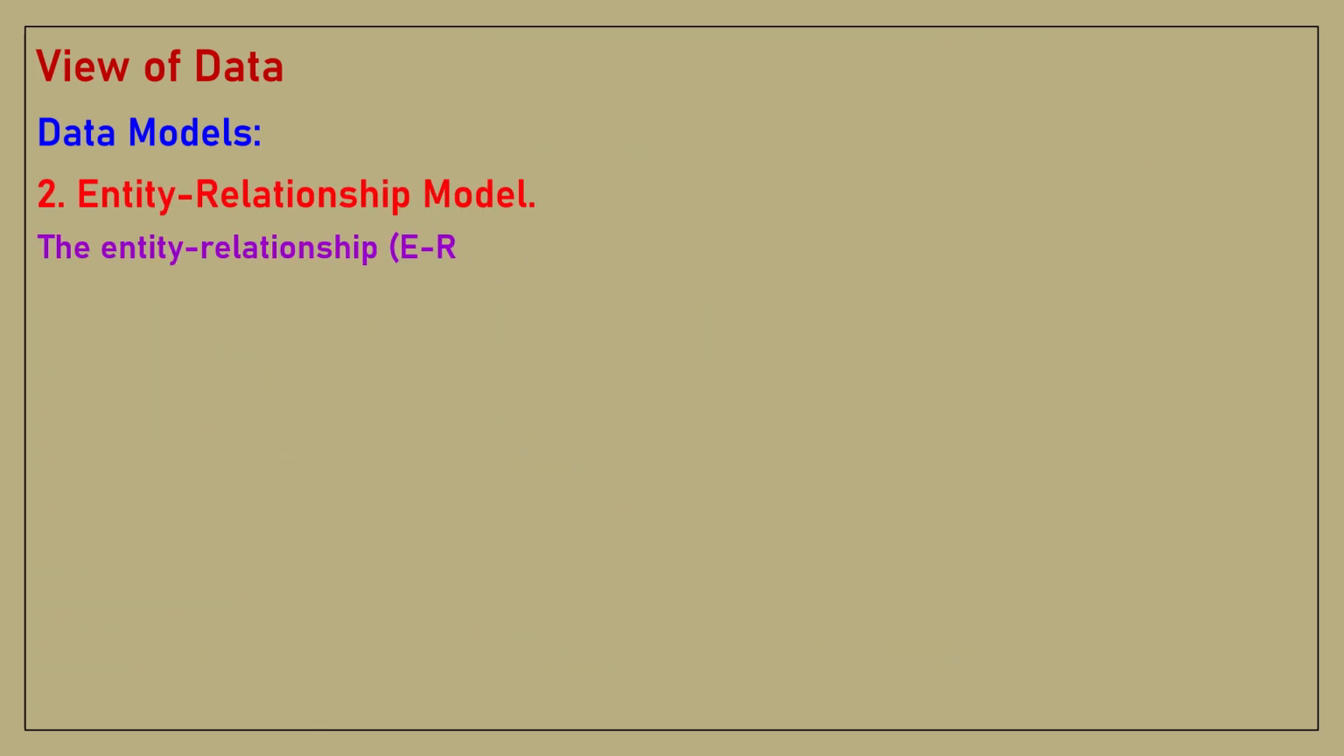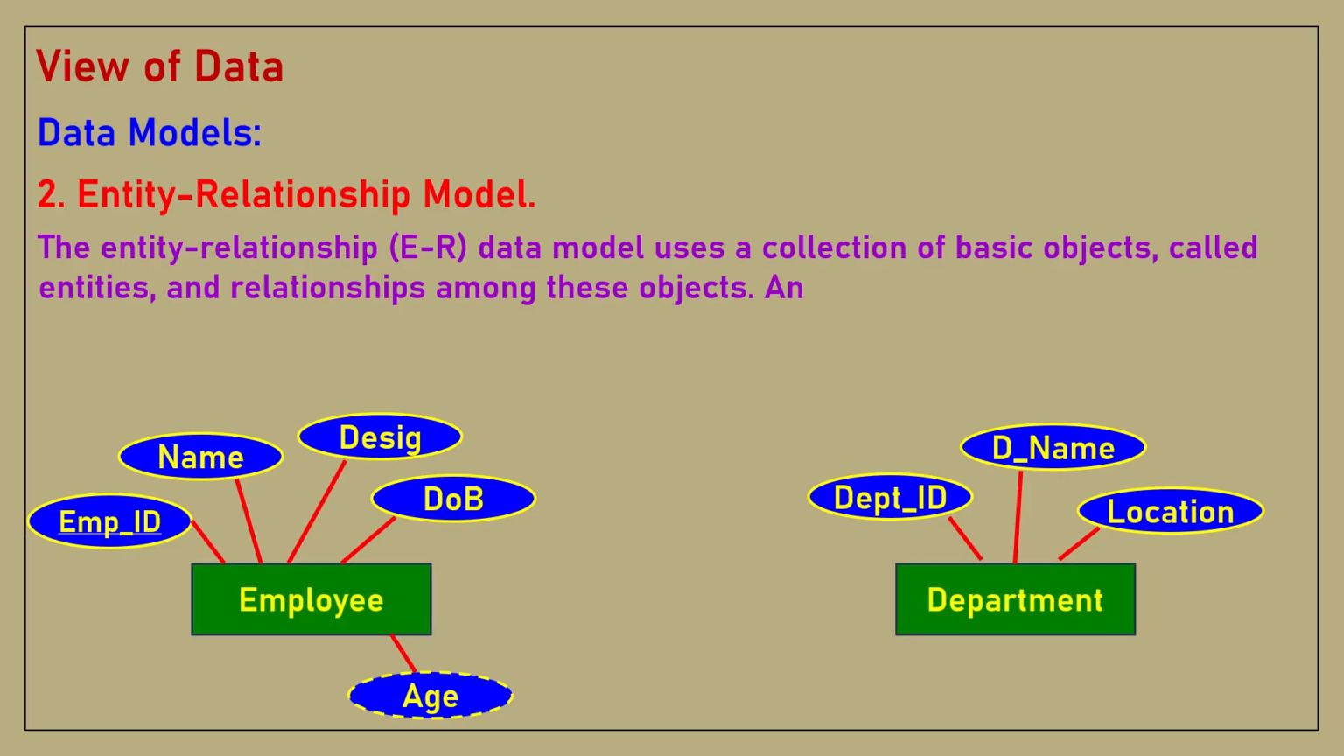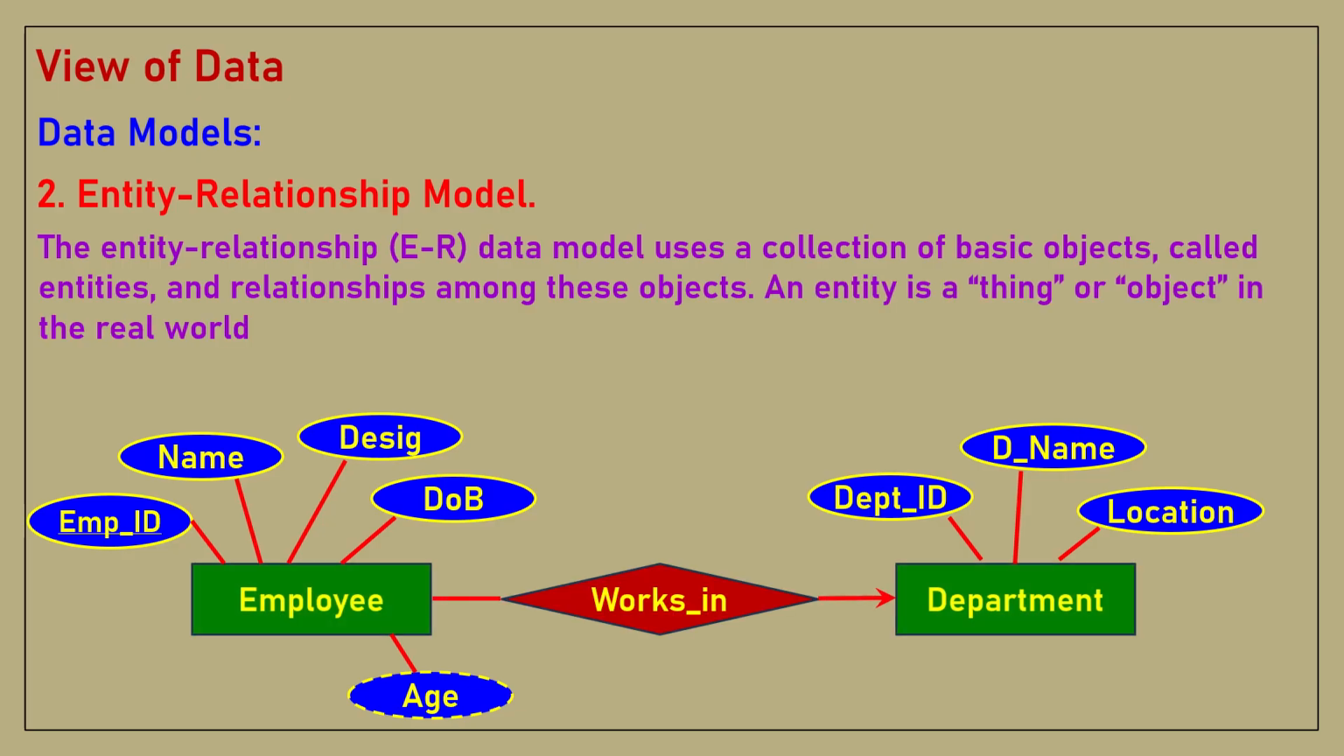Entity relationship model. The entity relationship data model uses a collection of basic objects, called entities, and relationships among these objects. An entity is a thing or object in the real world that is distinguishable from other objects.